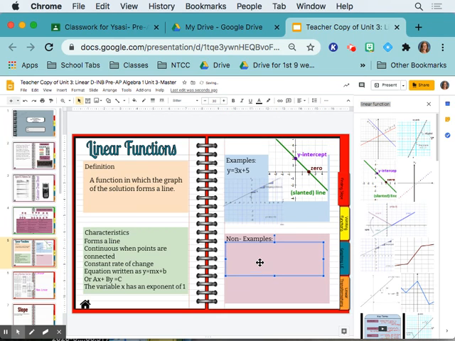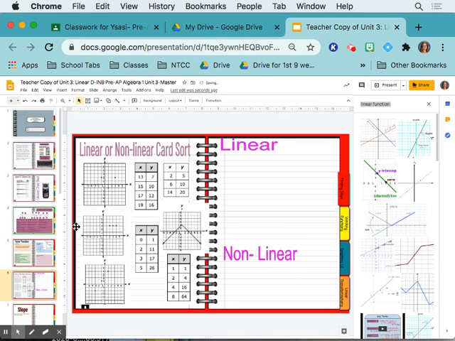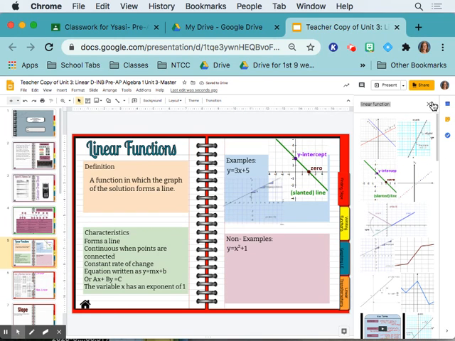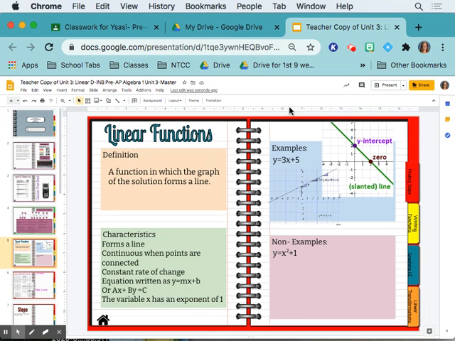And then the non-example would be if we have an exponent of 2. So y equals x squared plus 1 or something. Is it command comma, or command period? Control. Oh, mine's command because I'm an Apple. Sorry. Control period to get the exponent.